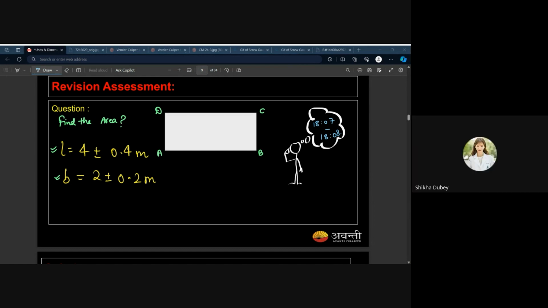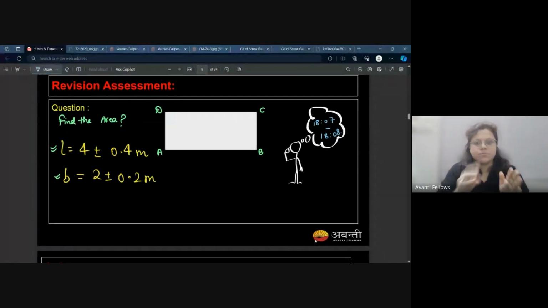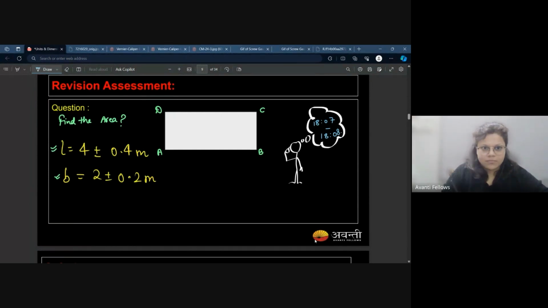Ma'am, the true value is 8 and the answer is 8 plus minus 0.16. Okay, very good. Firstly, the presentation of the answer is good, since it is supposed to be in the form true value plus minus the error. The true value is correct. Let's focus on the error one. Let me check first. Ma'am, it is 1.6. Okay, that's good. Very nice. Good, Shikha.